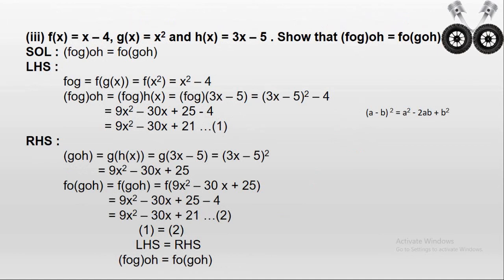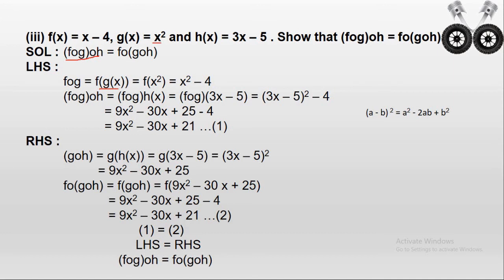Next, subdivision 3. f of x equals x minus 4, g of x equals x squared, h of x equals 3x minus 5. Show that (f composition g) composition h equals f composition (g composition h). So very first you have to write the LHS. What is the LHS? (f composition g) composition h. Very first you have to find the value inside the bracket. So f composition g equals f of g of x. Instead of g of x, you have to substitute x squared.